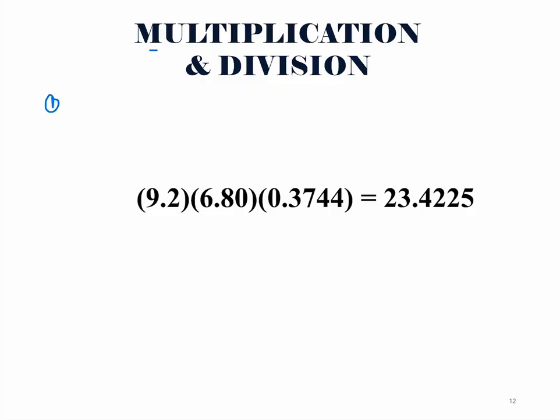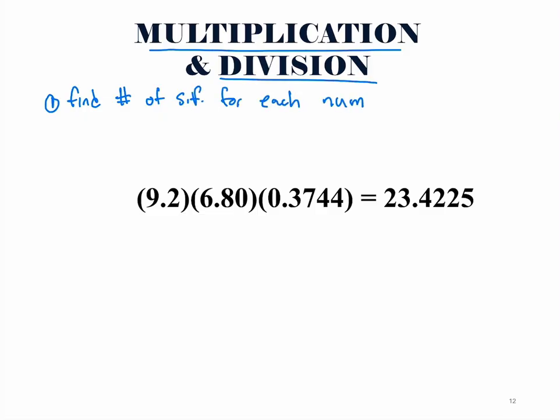So this is multiplication or division, right? What was the rule for multiplication or division? It's gotta have the same number of significant figures as the smallest. Yep, it has to have the same number of sig figs as the number with the least number of sig figs. So a good place to start for this is just to get the number of sig figs for each of the numbers here. Find the number of significant figures for each number being multiplied.